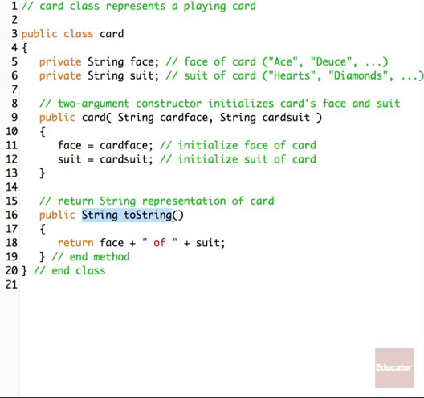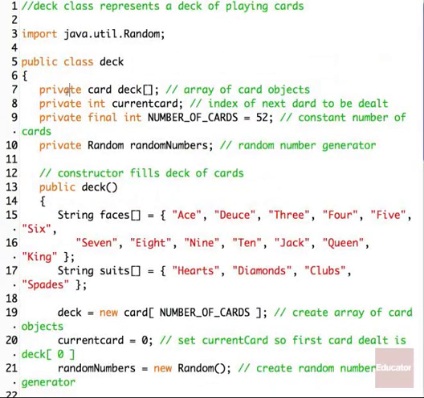Then we're going to pass that to a string that will return a statement that lists for the user the face value and then the suit value. So it'll say ace of spades or king of diamonds and so forth. All right, then we are going to go to our program here that is going to compose the deck. So we call this class deck.